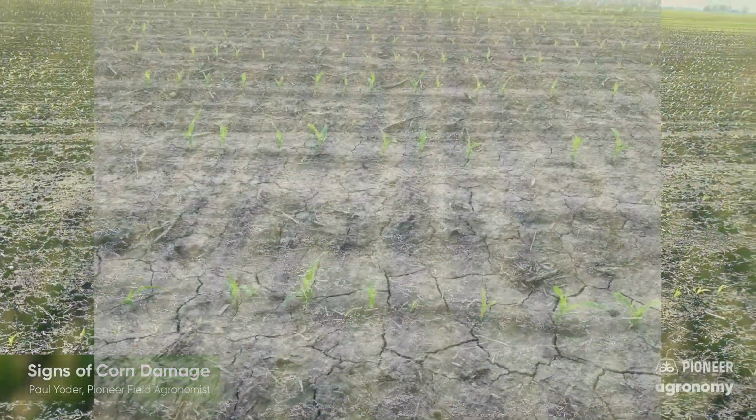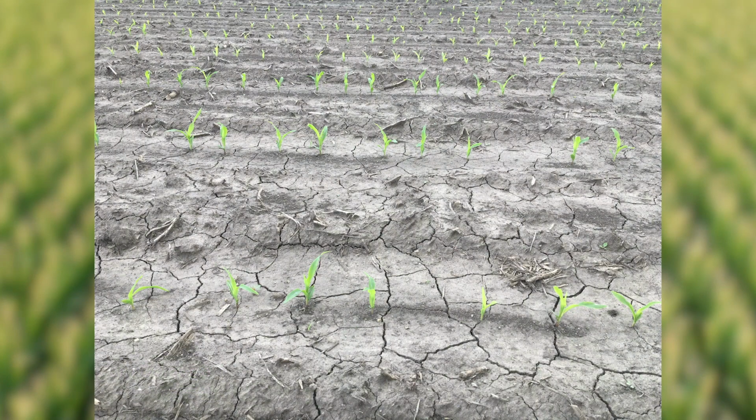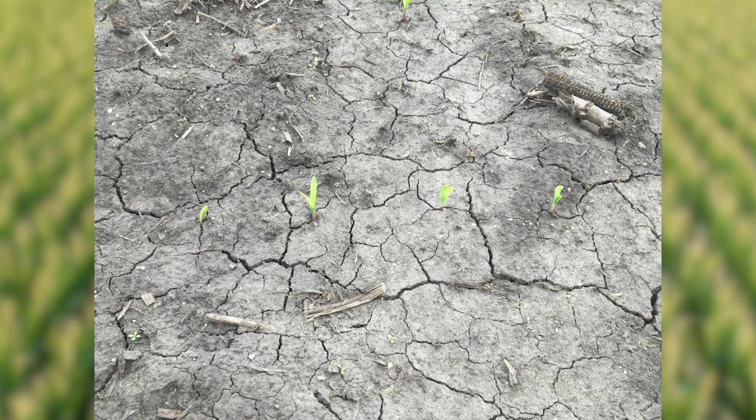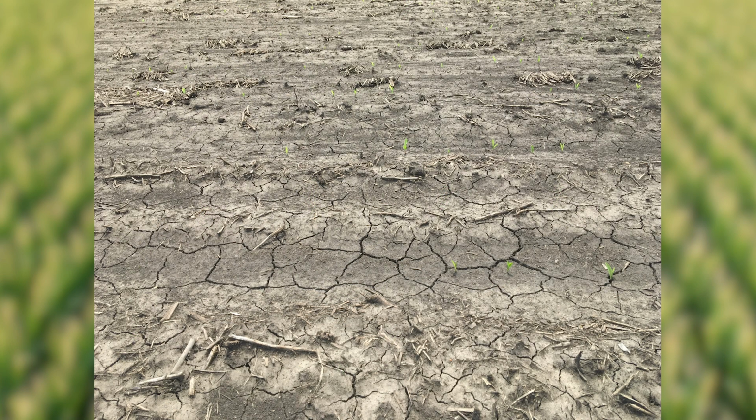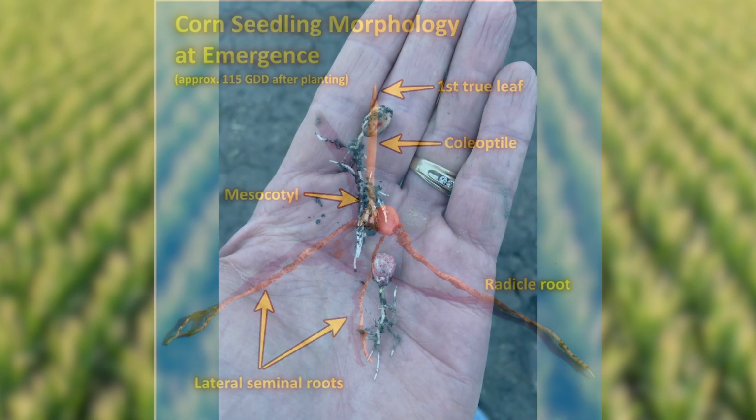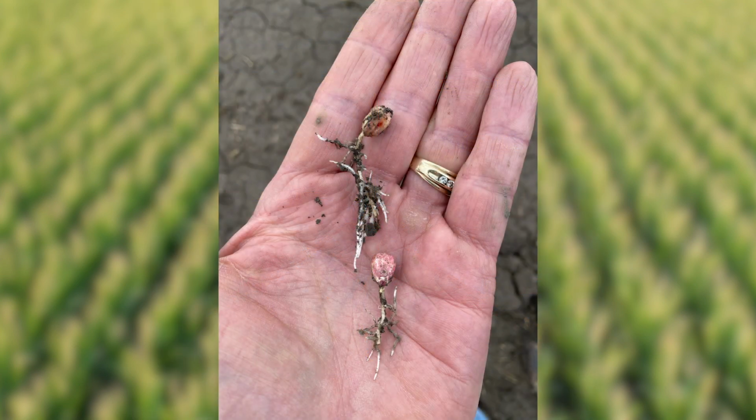So in some cases, you may have a very nice stand, absolutely nothing to do. In other cases, you may have some plants that are just starting to emerge and come up, and in those cases they should be fine. And in other situations you may have areas where you just have nothing, and when you go to dig you may find just kernels. In some cases you may see that the radicle has started to develop, and the radicle is basically the root part of the kernel as it is growing.